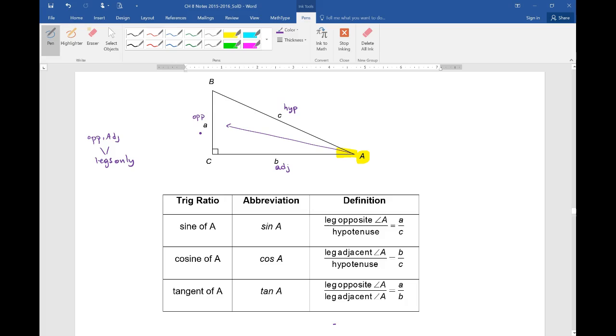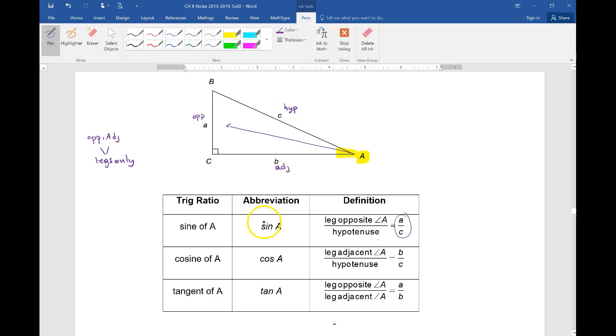Once we've identified opposite and adjacent, we can go ahead and take our ratios. Suppose I wanted to compare the size of the opposite side to the hypotenuse. If I say, what's the ratio of the opposite side to the hypotenuse? That's called sine of A. So if you wanted to find sine of A, all you do is say, what's the leg opposite to angle A, over the hypotenuse, that's a over c.